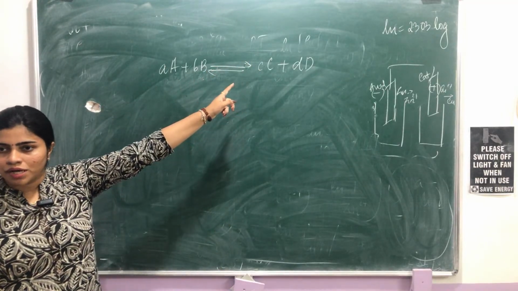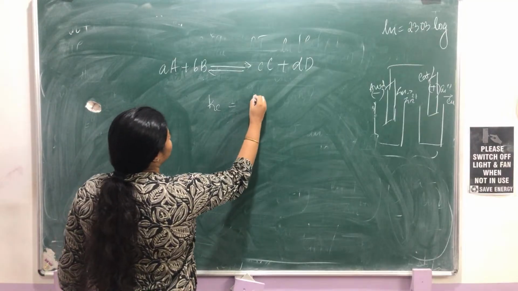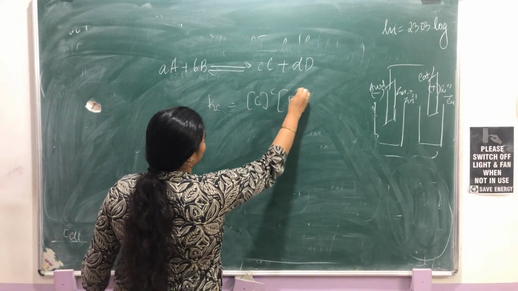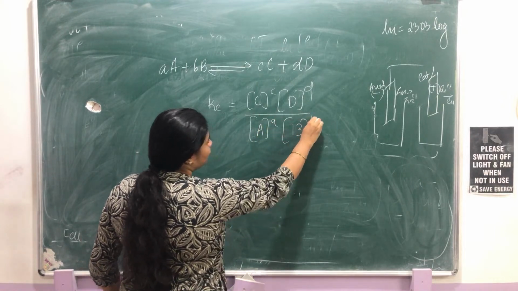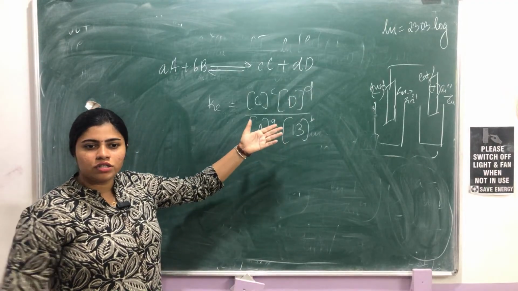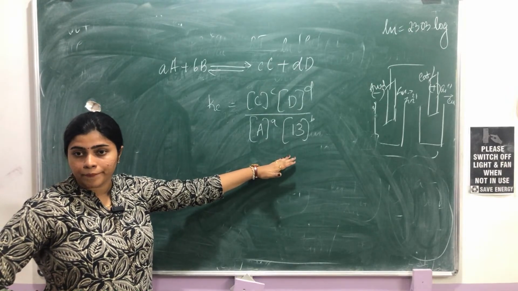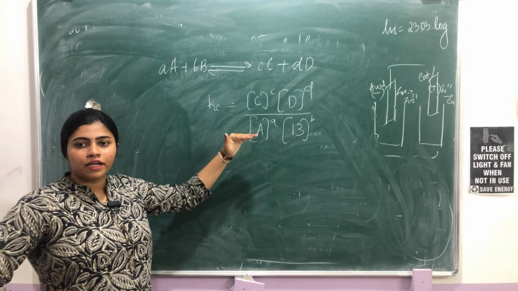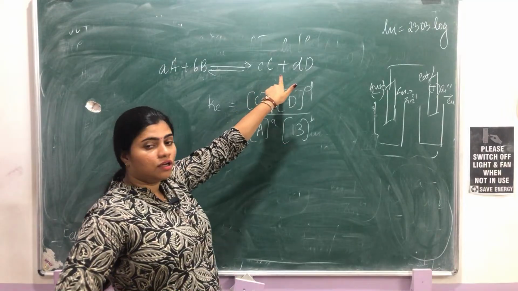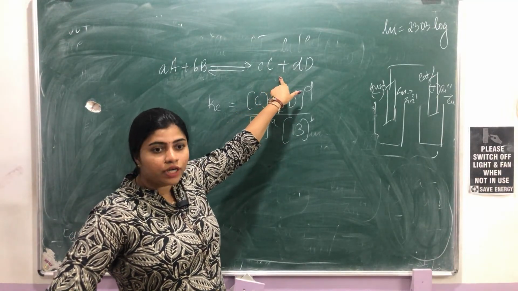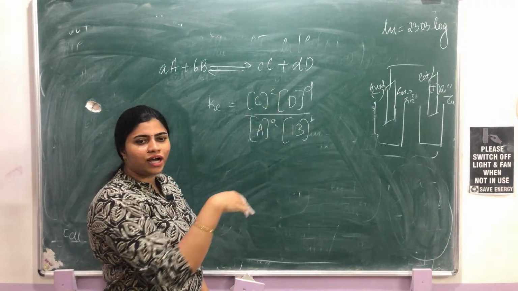So if I bring a reaction such as this, this reaction is in equilibrium now. How will I write the equilibrium constant? It is given as concentration of C times concentration of D divided by concentration of A times concentration of B. At least remember writing something like this: concentration of products divided by concentration of reactants. Or if you have forgotten, just remember that in the numerator you have product and in the denominator you have reactant.